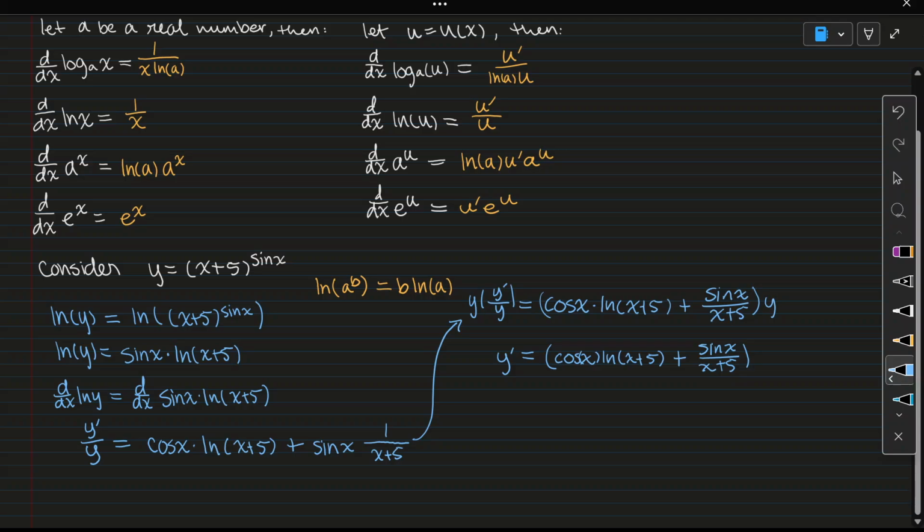Well, y is my original thing here. So y is actually equal to x plus 5 to the sine x. Cool. So that gives me y prime, which is my derivative. And so this is how we can use implicit differentiation on a function like this.